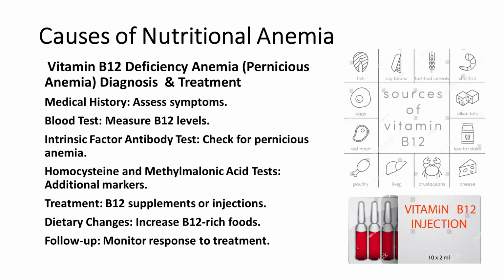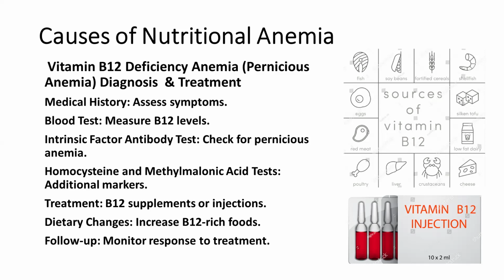Of course, the underlying cause should be focused on, assess the symptoms, measure B12 levels, and the intrinsic factor antibody test to check for pernicious anemia. In this, the lining is destroyed, and in pernicious anemia, there is no secretion of intrinsic factor from the stomach. The intrinsic factor captures the B12 molecule from the stomach and takes it down to the small intestine, and there it is absorbed. So if there is no secretion of intrinsic factor, then it may be disturbing. Other tests include homocysteine levels and the methylmalonic acid test. These are the additional markers, and of course, treatment is B12 supplements or injections.